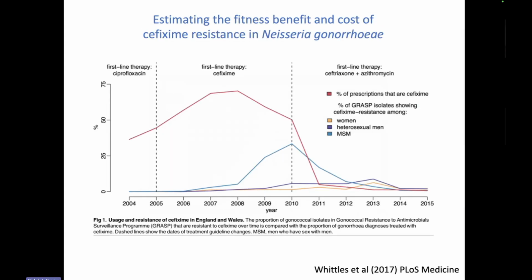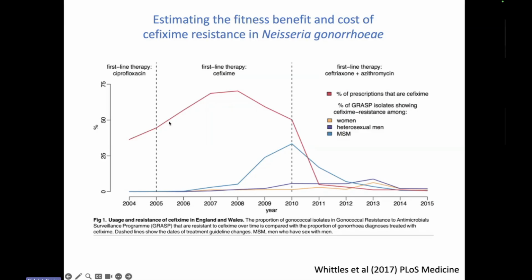With a PhD student of mine, Lilith Whittles, we were working on a very similar model almost 10 years ago now. We were trying to estimate the fitness, benefit, and cost of cefixime resistance in Neisseria gonorrhea. And so this is the data here that we had.